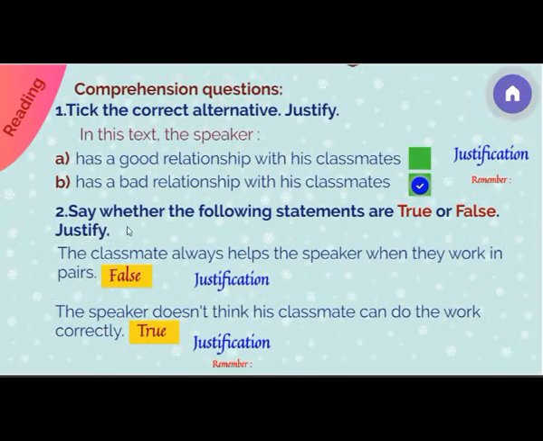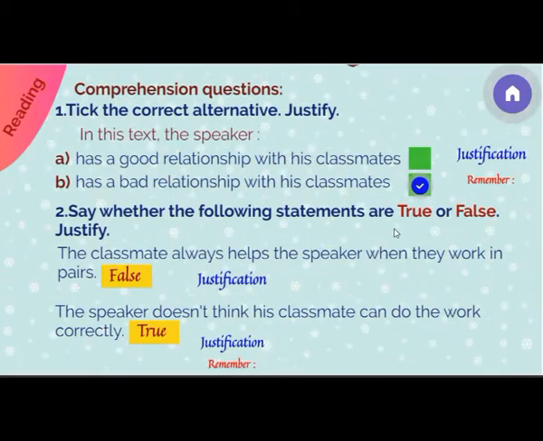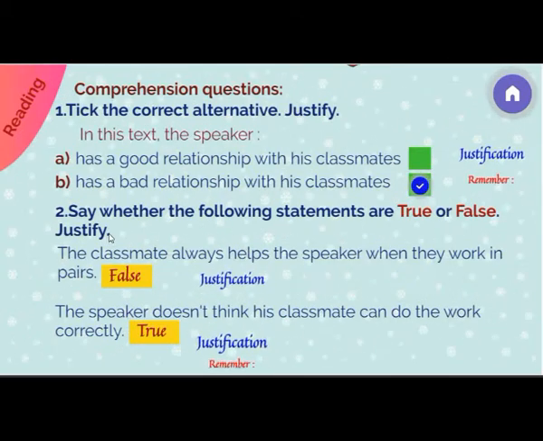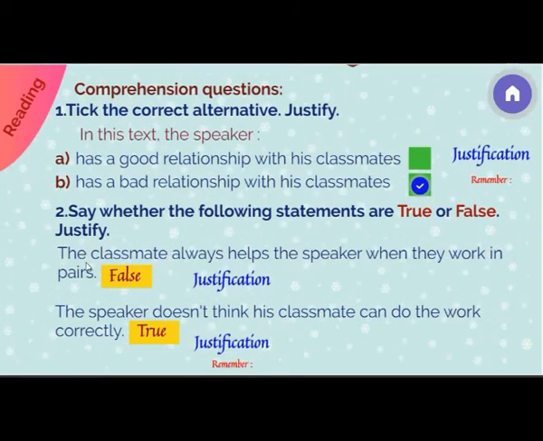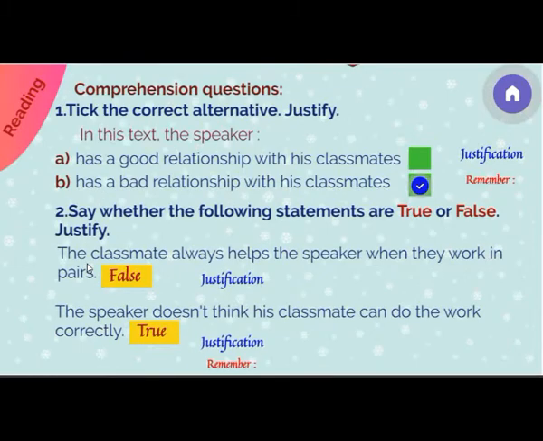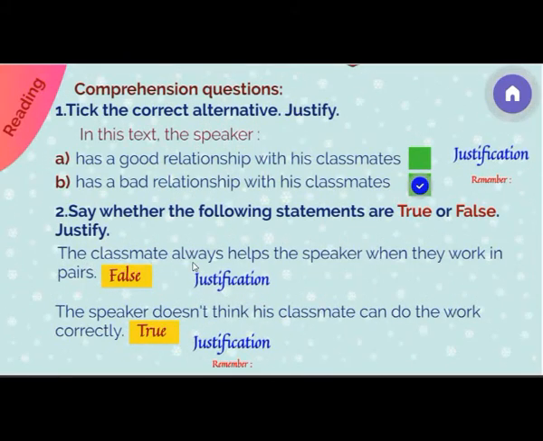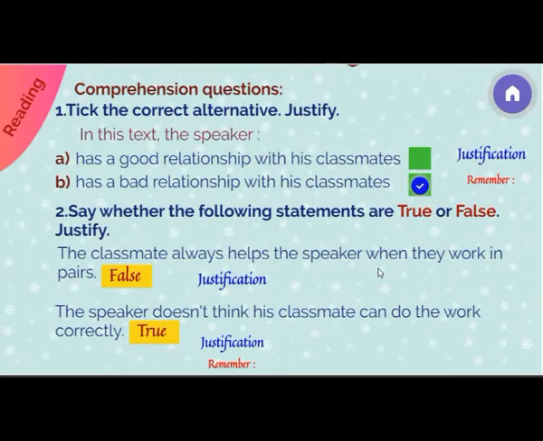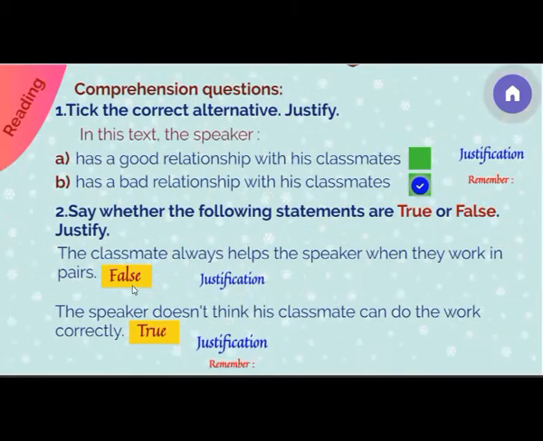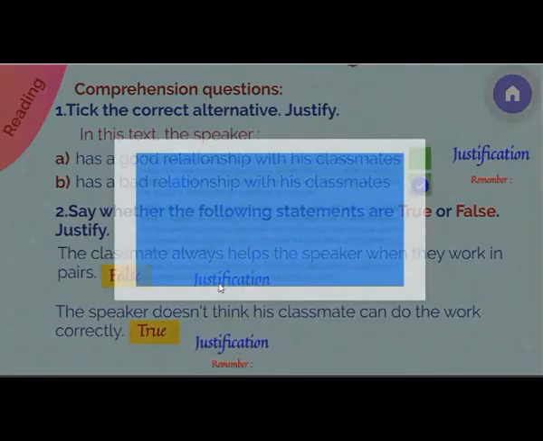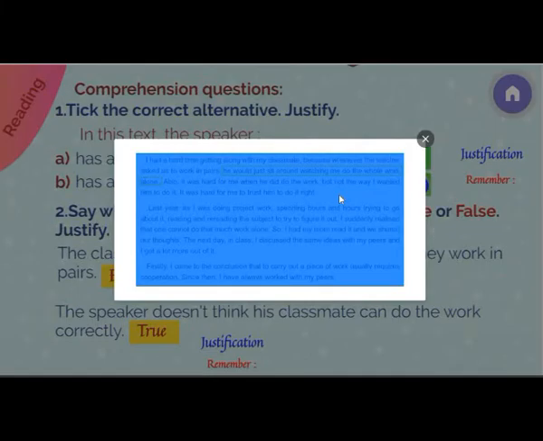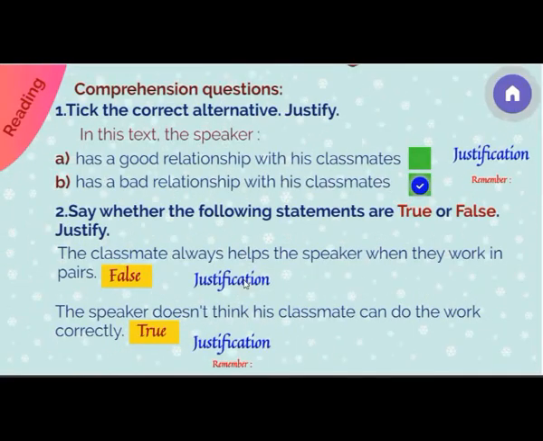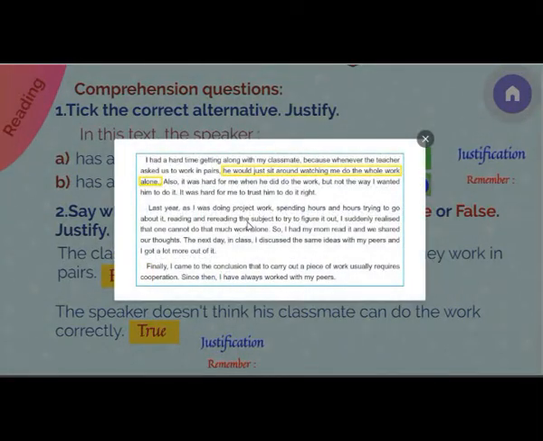Question number 2, say whether the following statements are true or false, and as usual, justify. Statement 1, the classmate always helps the speaker when they work in pairs. It is false. The justification is always in paragraph 1, line 2: he would just sit around watching me do the whole work alone. There is no cooperation here.